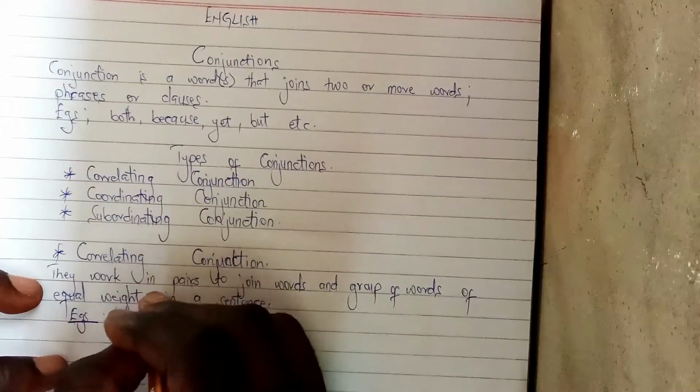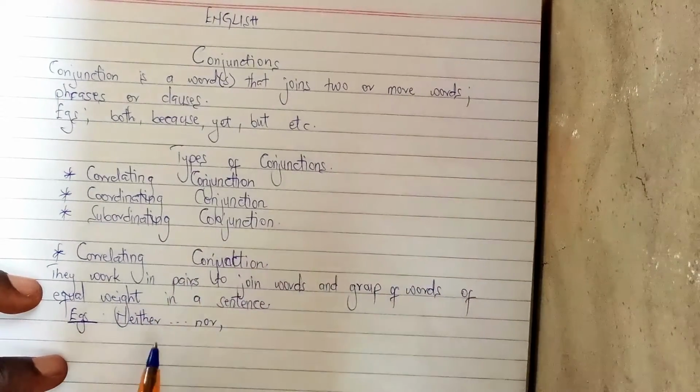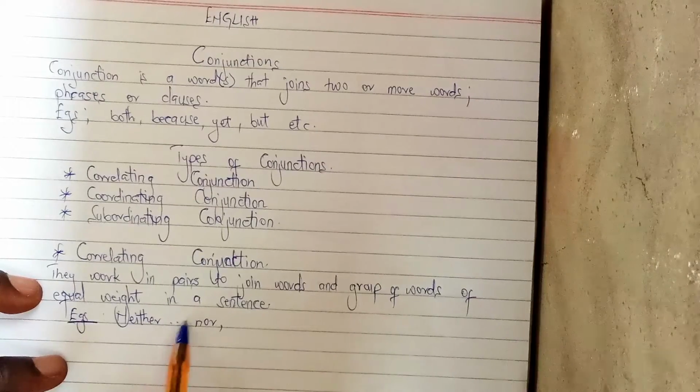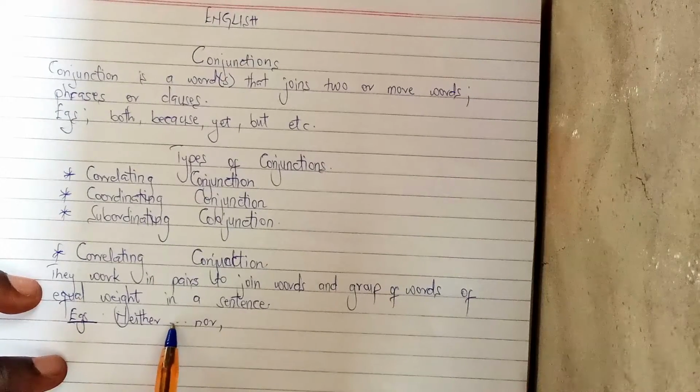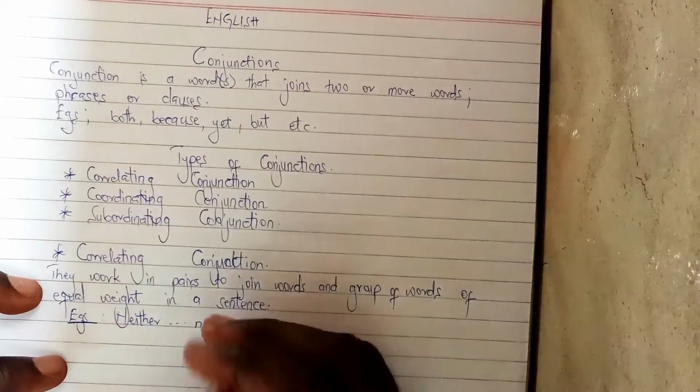Neither... nor. So these 3 dots mean that there are words that come in between them. So we are saying that though they work in pairs, certain words come in between them so that they can work effectively. Example 2.